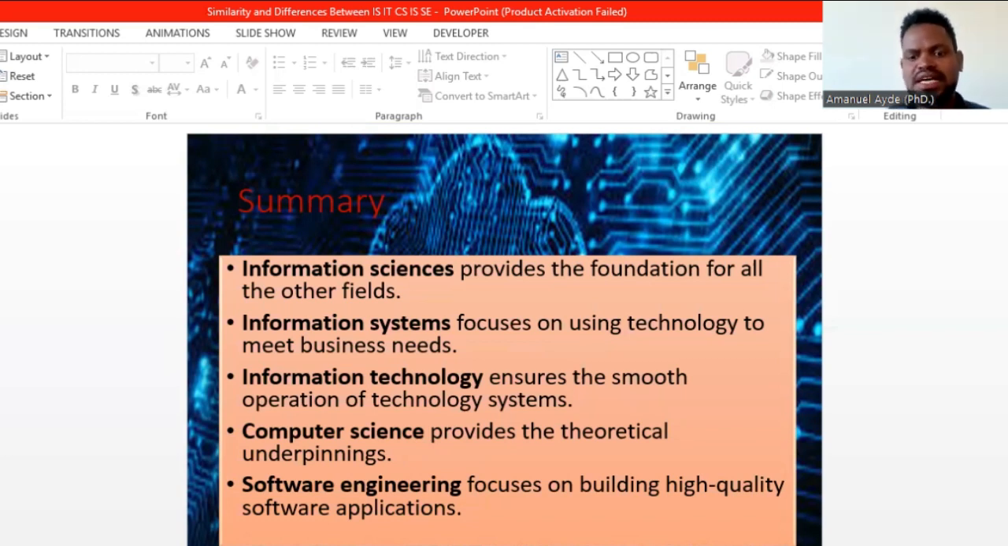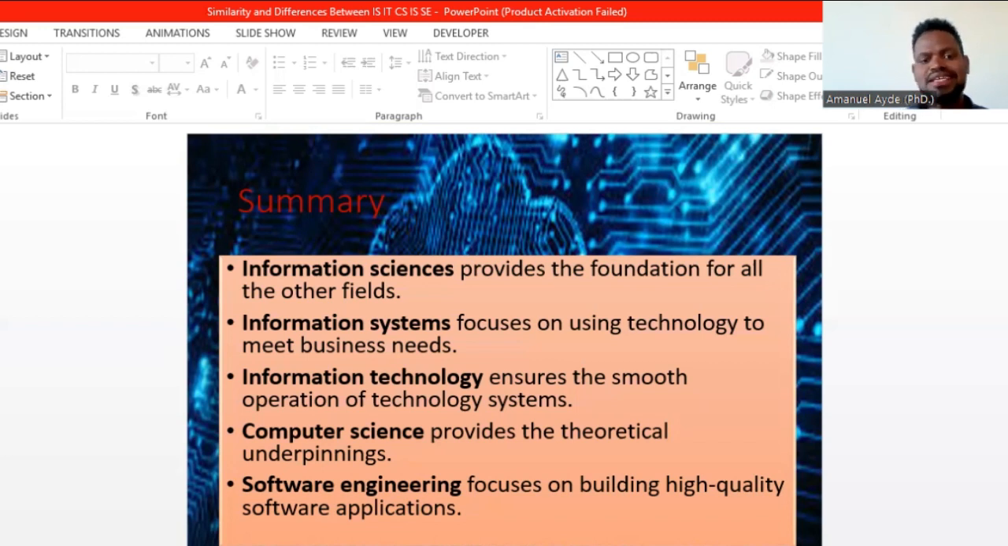The other one is computer science. As I mentioned earlier, computer science focuses on the theoretical underpinning, providing algorithms or models or structures that can support system design. That's the intention behind computer science. The other one is software engineering. As I mentioned earlier, software engineering is focused on the engineering of software, basically designing software, building high quality software applications, testing software, or developing software that can solve some kind of problem. So that's the intention.